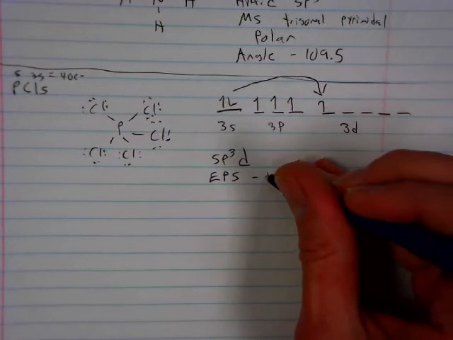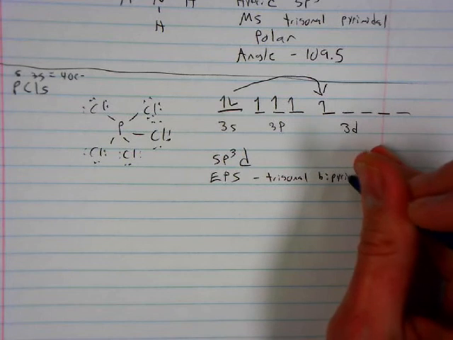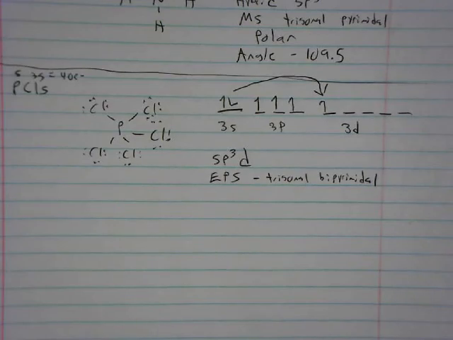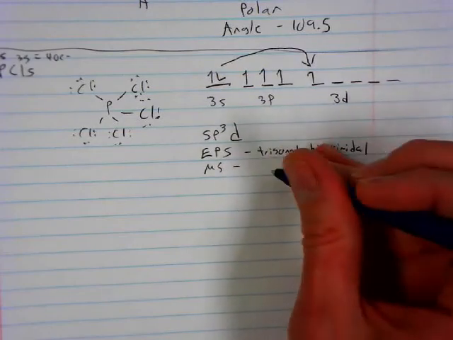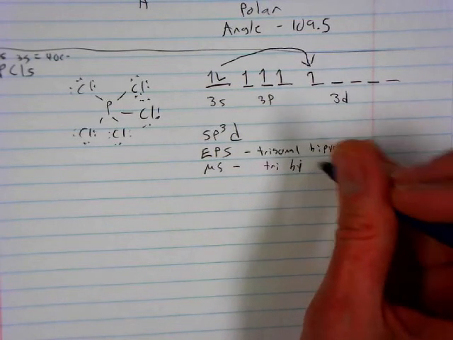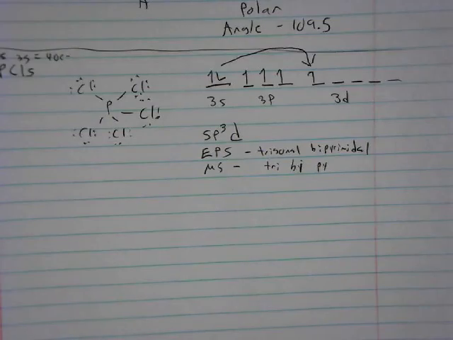How many pyramids do you see? 2. Trigonal bipyramidal. Where's the 2? Look, there's one here and there's one here. It depends on how you orient it. You have to know the shape. There's one up here and then there's one down here. It's trigonal bipyramidal. Is there any lone pairs?